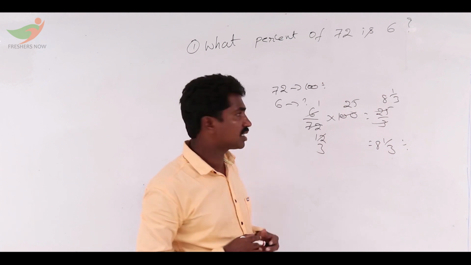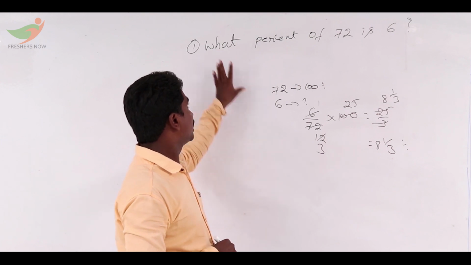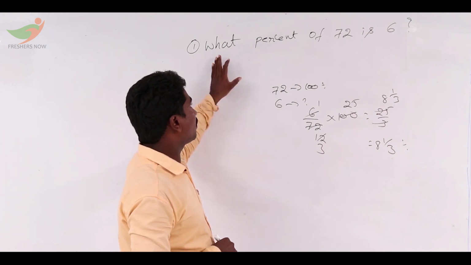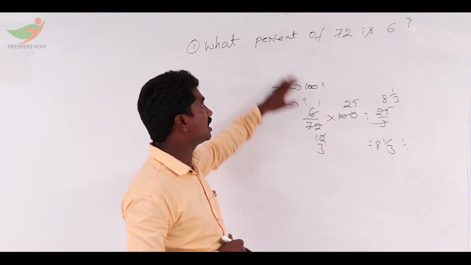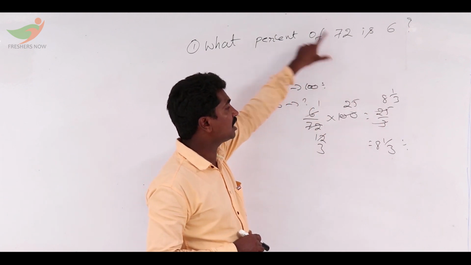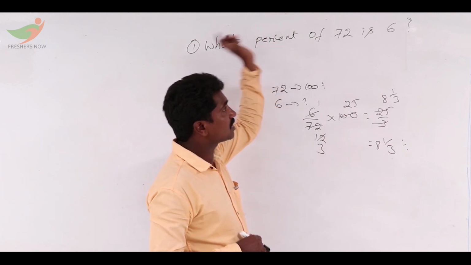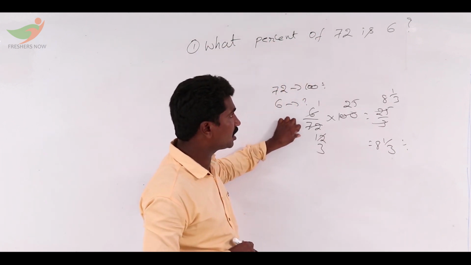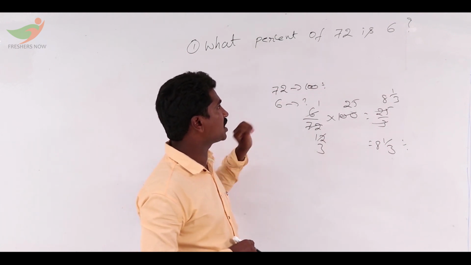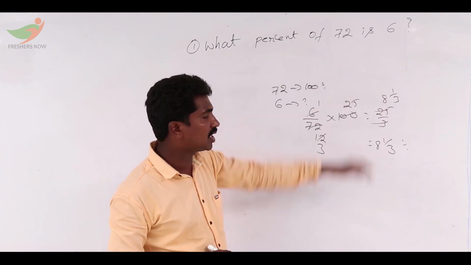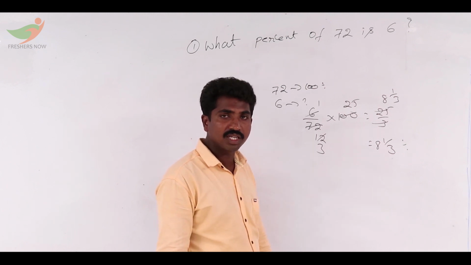We always write the percentage values in mixed fractions only, not in decimals. In this question, he asked what percent of 72 is 6. We can remember it like this: what percent of the next number we write in the denominator, the remaining in the numerator, into 100. Or we can say 72 is 100%, 6 is how much? 6 by 72 into 100. Here the value is 8 1 by 3%.